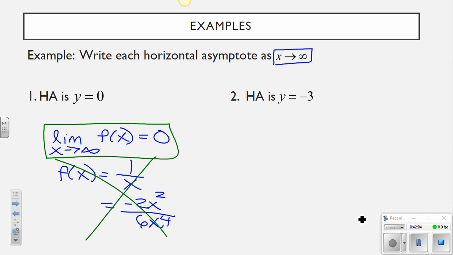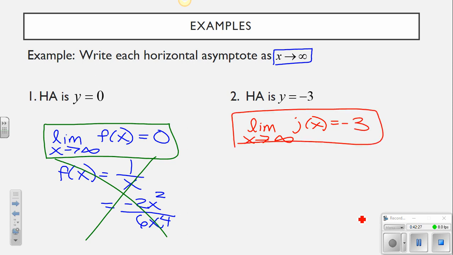What about this one? You know the horizontal asymptote is going to be negative 3, right? So what do you know is true about the limit? That the limit as x approaches infinity of f of x, g of x, q of x, or j of x, is negative 3. That's it. That is how you write them.